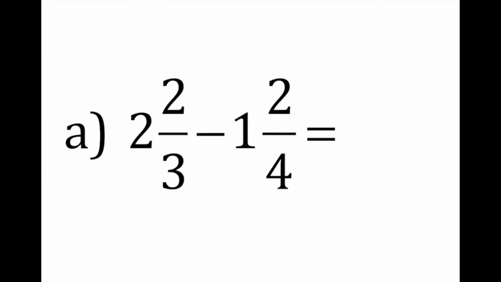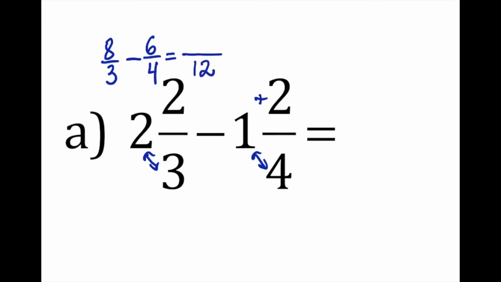Now here we have mixed numbers. So I'm going to show you 2 ways to solve this. You can turn these 2 mixed numbers into 2 improper fractions. So 2 times 3 is 6, plus 2 is 8. So I can say 8 over 3 minus, and then 1 times 4 is 4 plus 2, 6 over 4. And then deal with finding the common denominator. The common denominator will be 12.